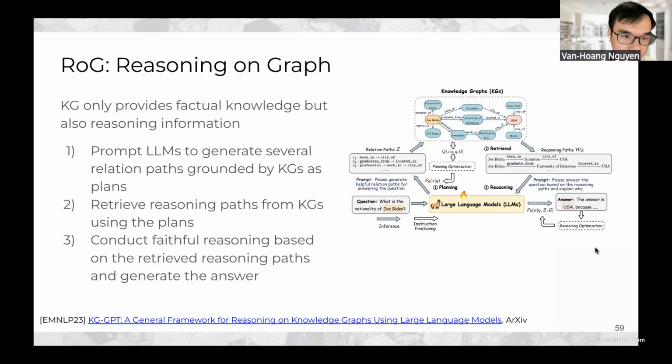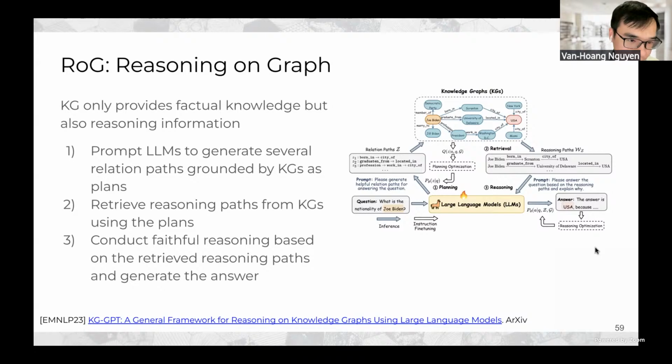But after this work was published, the next research also argued that the knowledge graph is not only a factual knowledge source, but it can also be used as reasoning information. So that's why the next research focuses on how to also use the information provided by KGs to improve the reasoning ability of LLMs, such as this work, RoG, or Reasoning on Graphs.